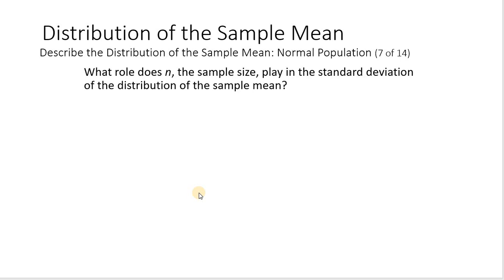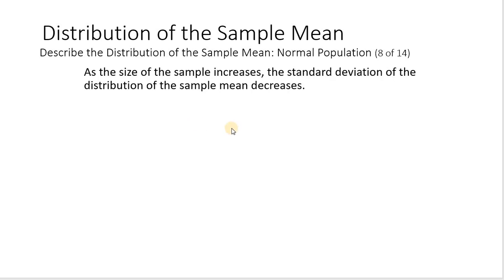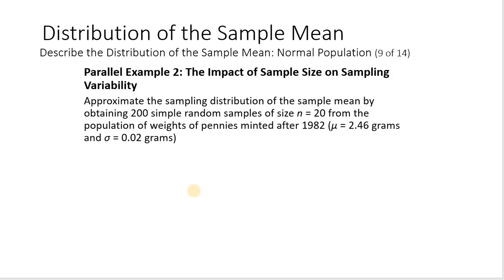What role does n, the sample size, play in the standard deviation of the distribution of the sample mean? If we repeat that process many times and increase the size of the sample, the standard deviation of the distribution of the sample mean decreases as well, which means as the size of the sample increases, the standard deviation decreases. Let's look at this example to understand the impact of sample size on sampling variability.